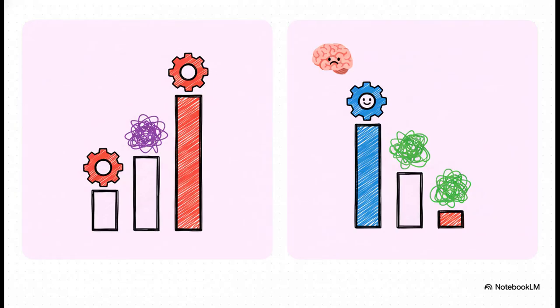Now, a quick but really important side note. In your results, you're also going to see something called adjusted R squared.